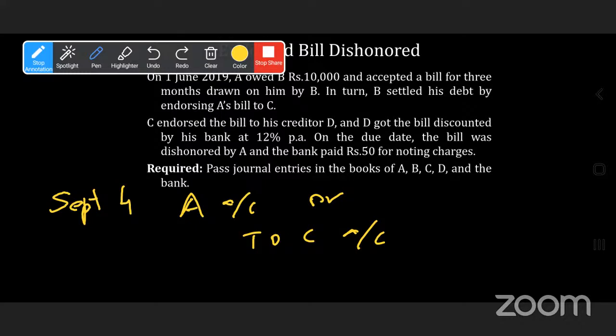B has endorsed to C, and you have to pay C. But at the due date, A did not pay the amount. So in the books of B, A account debit to C account, that is 10,000 plus 50 noting charges, 10,050.